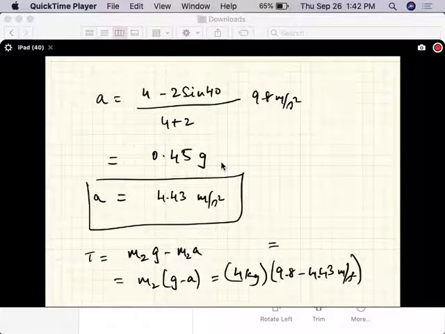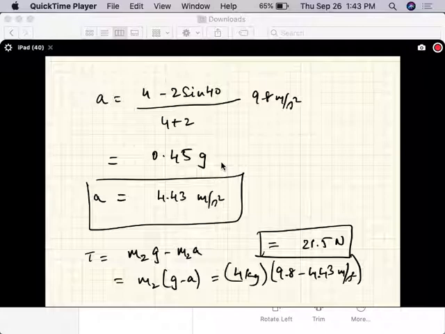And so the tension works out to 21.5 newtons. Okay. So this frictionless incline is sort of a modified Atwood's machine.